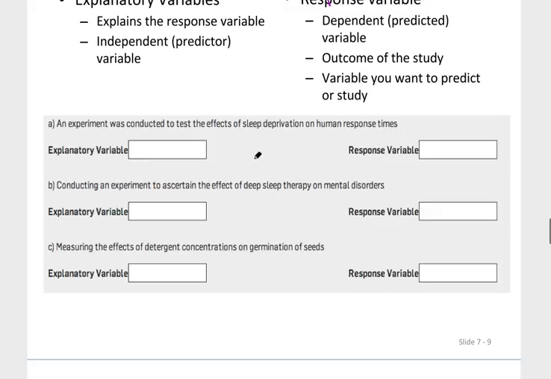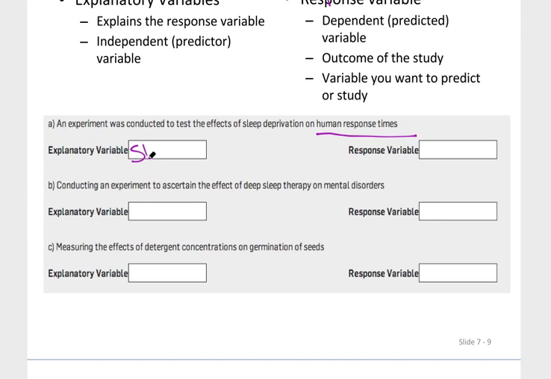Okay, so here's A. An experiment was conducted to test the effects of sleep deprivation on human response times. So what I'm thinking about this is, well, sleep deprivation on human response times. Okay, so will their responses to something, whatever, an event, choosing a card, whatever it is, will that be affected by less and less hours of sleep? Okay, so in this experiment, probably, we are having people sleep less and then we're timing how long it takes them to complete something.